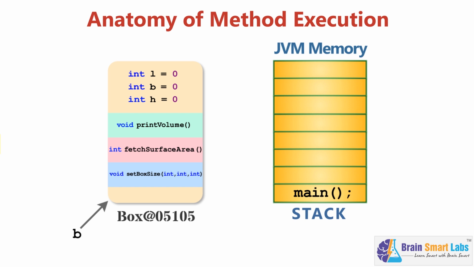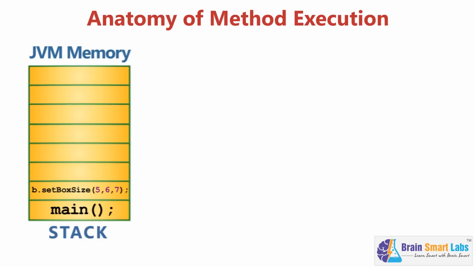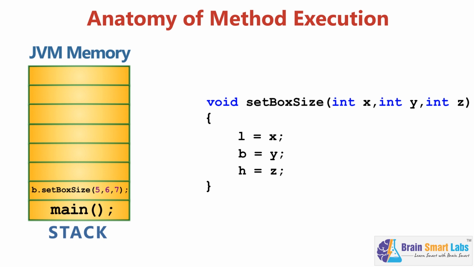Now the method which is present inside the Box object will get loaded onto the stack for it to start executing. I repeat, it will get loaded onto the stack for it to start executing. The JVM now will trigger the method which is currently present on top. The triggered method will receive its arguments as 5, 6 and 7.